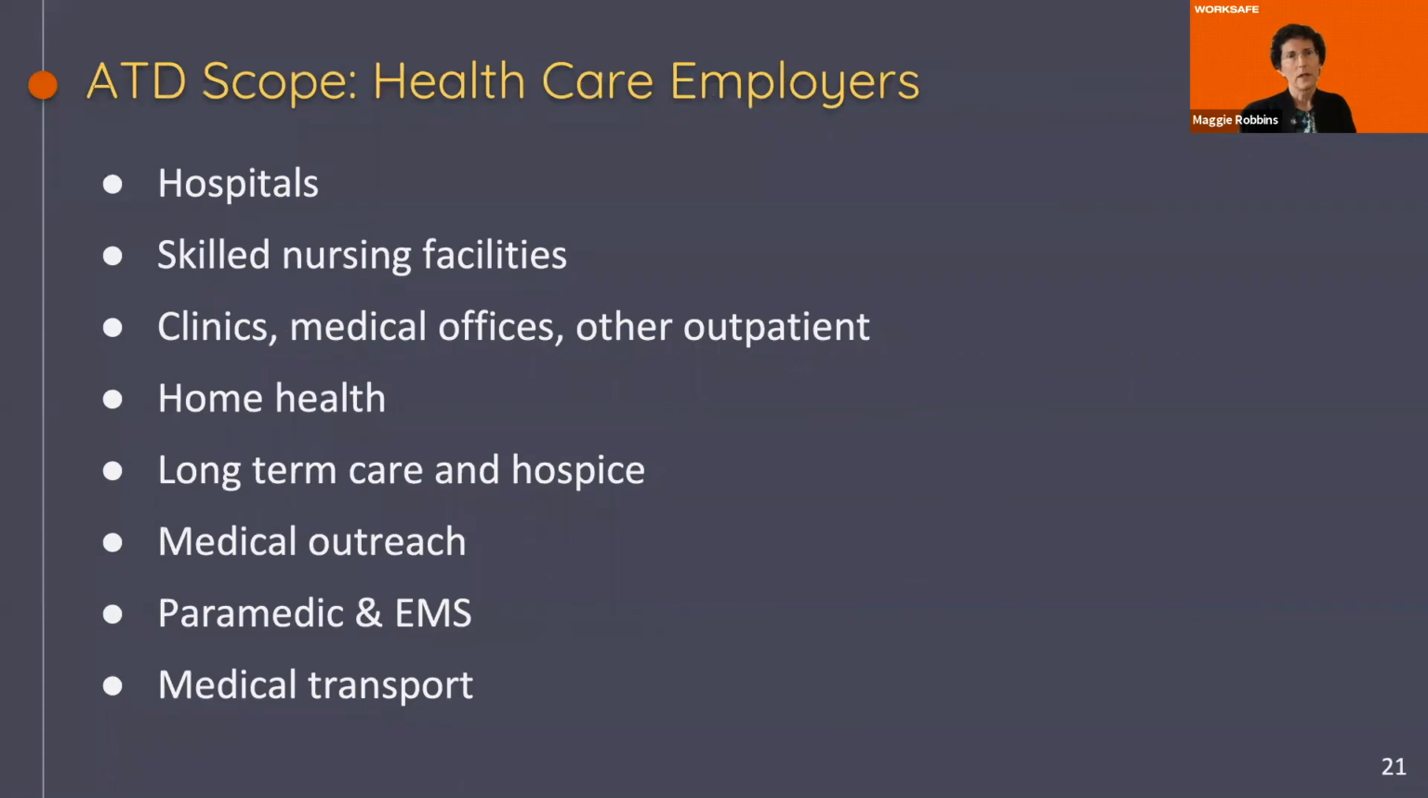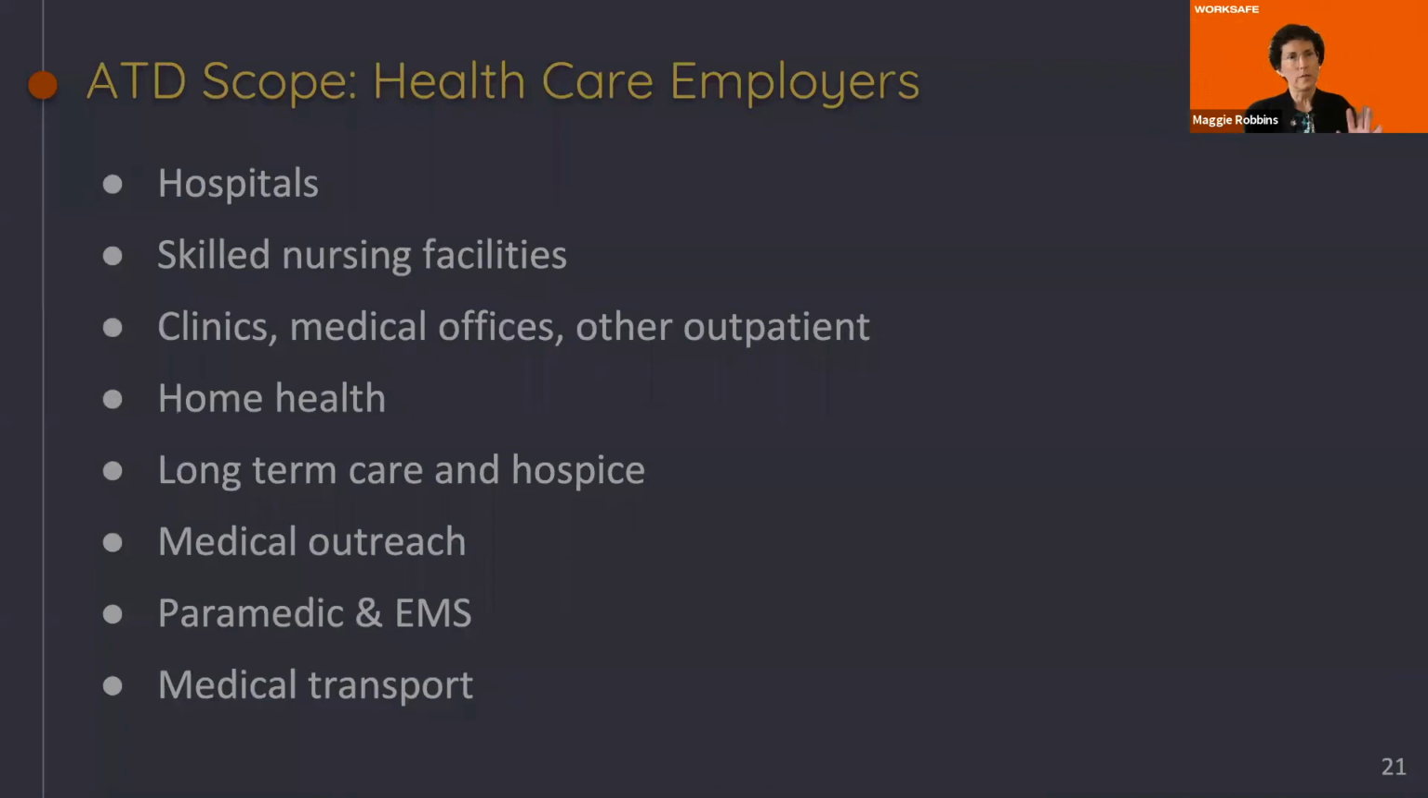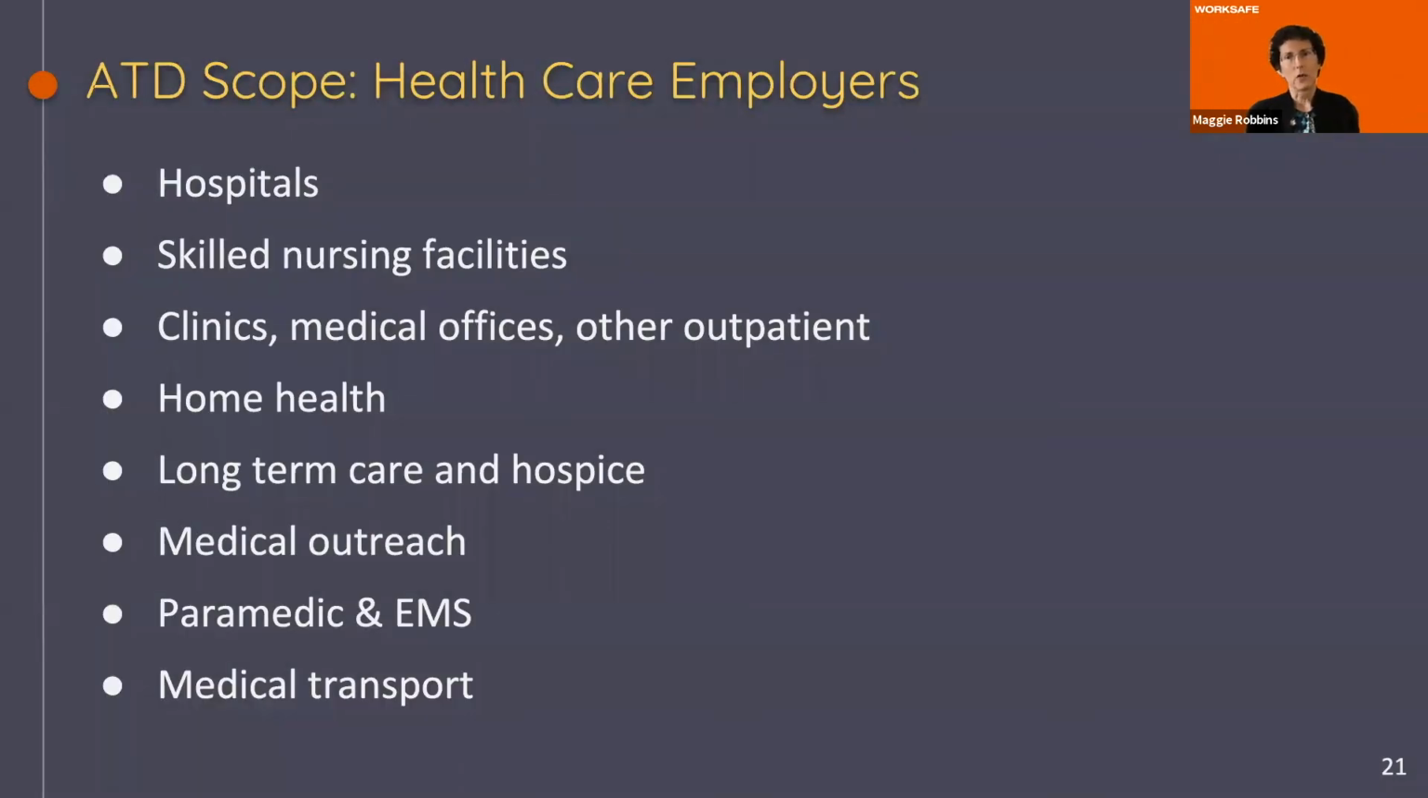There are two slides here relating to scope. The one that we most think of is healthcare employers. Most of the obligations under this standard are aimed at acute care hospitals that are treating sick and ill patients, but it also applies to a lot of other medical settings, including paramedics and emergency medical services, people who transport patients, long-term care facilities, and others.